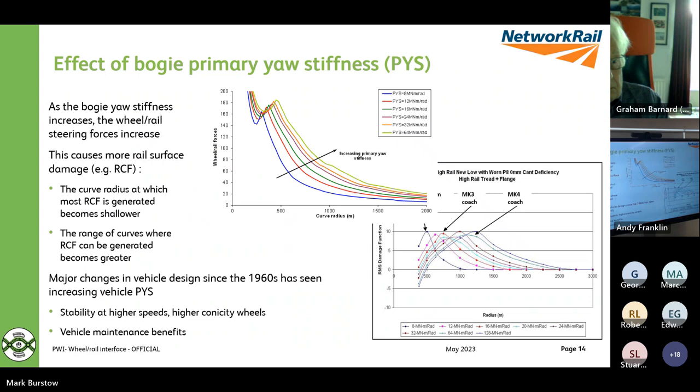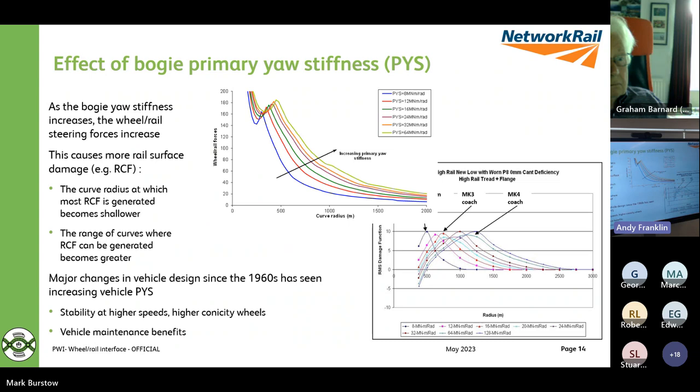And as I said, as we make the suspension stiffer, these forces go up. Now remember, when we've got a higher conicity wheel, it's more prone to hunting. The way we stop it hunting is by stiffening up the suspension to hold it more rigid when it wants to go unstable. The downside of that is you hold it more rigid, it's better on a straight track, but as soon as it gets into a curve, it has to generate an almighty force to actually try and overcome that stiffness to steer itself around the curve.